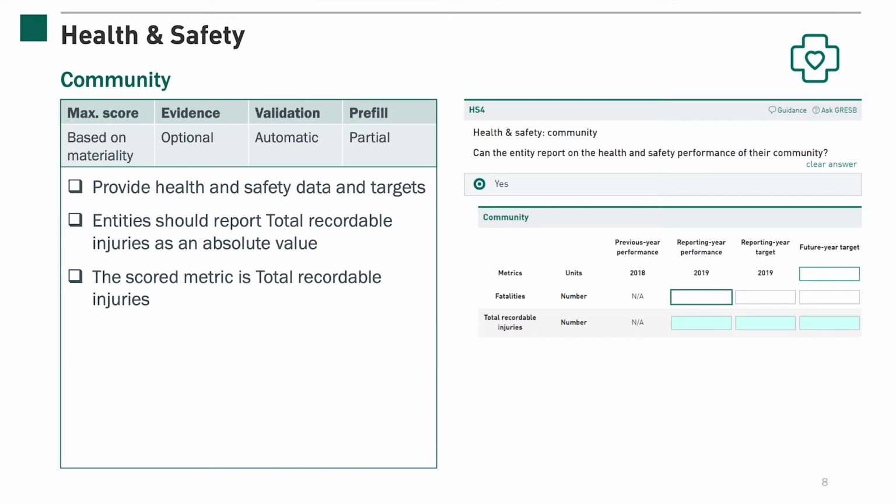The last indicator in this aspect is health and safety of the community. The table here is identical to the previous table on users, but of course the data here relates just to the community.